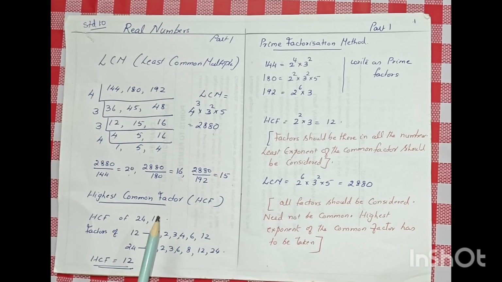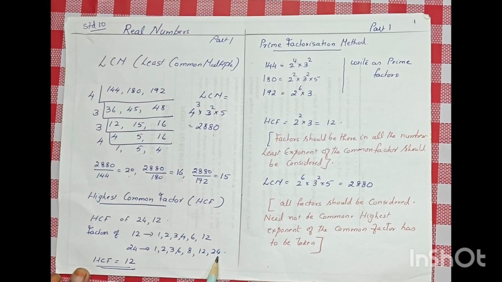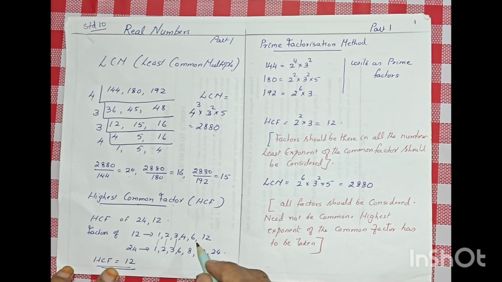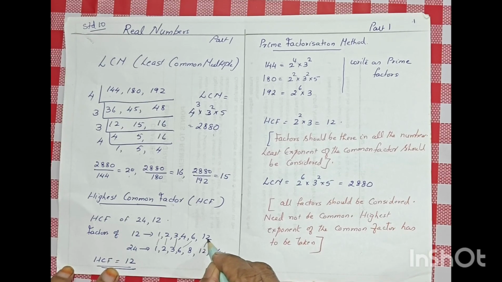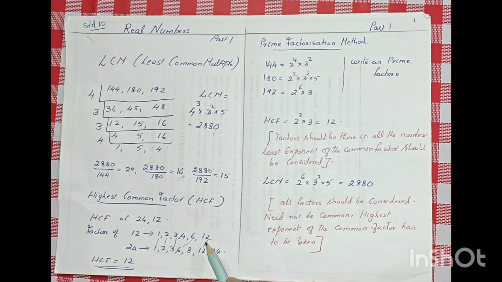Now coming to highest common factor, that is HCF. For example, we'll take the two numbers 24 and 12. Factors of 12 are 1, 2, 3, 4, 6 and 12. And for 24, they are 1, 2, 3, 6, 8, 12 and 24. The name suggests common factor, so let us see what the common factors are: 1, 2, 3, 6 and 12. So many common factors are there, but we need the highest common factor. The highest among these factors is 12, so the HCF is 12.